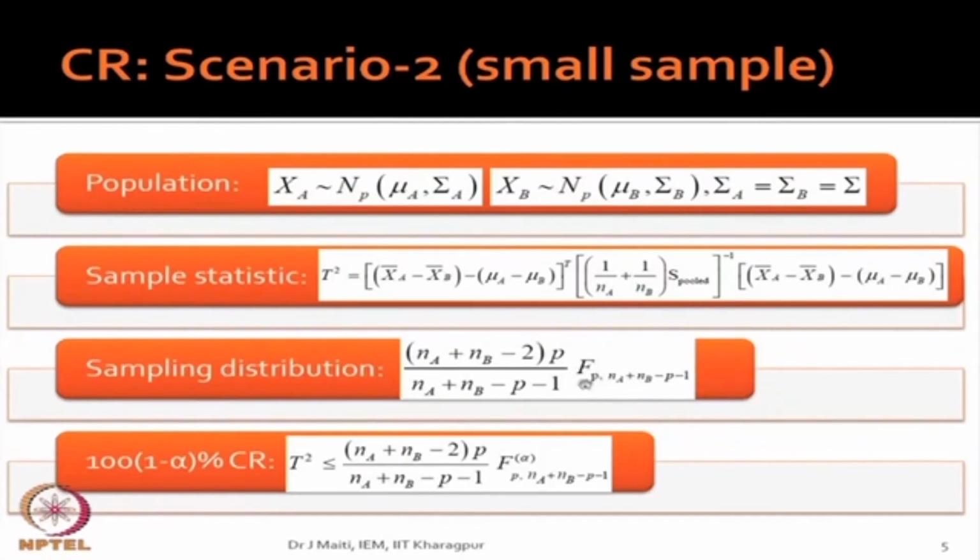Otherwise, if you want to derive it, it is very difficult, and you will forget that. I will stop reading this multivariate statistics. See the F p: p is the numerator degrees of freedom, and N a plus N b minus p minus 1 is the denominator degrees of freedom, and your confidence region will be T square less than or equal to this.